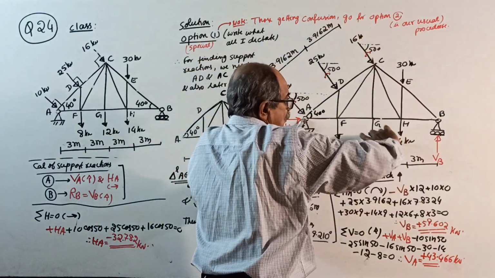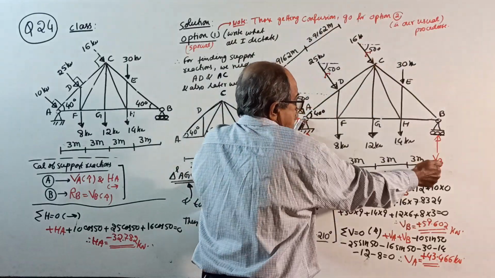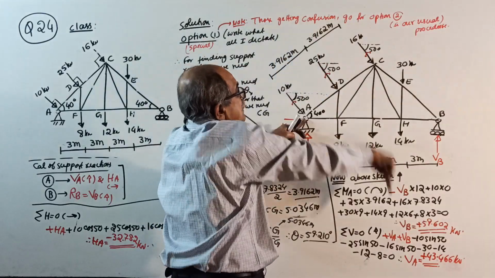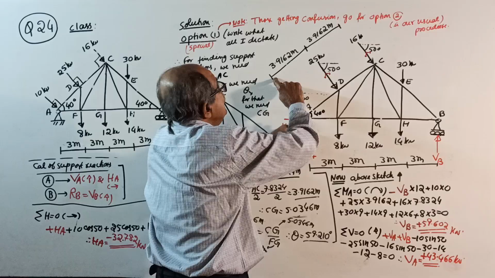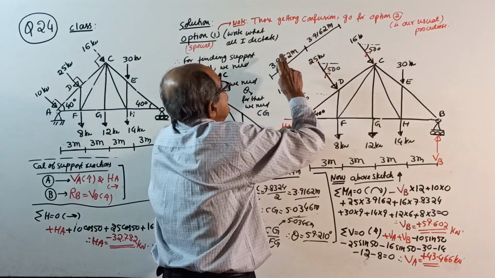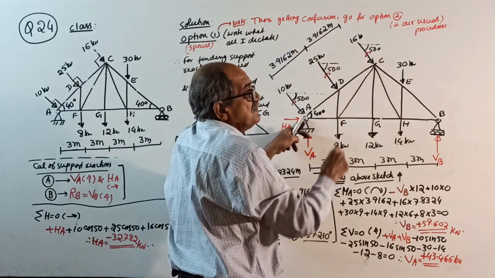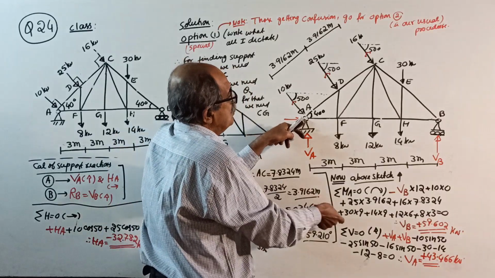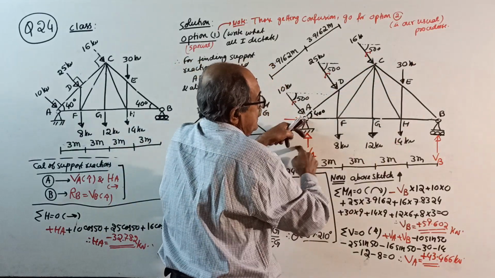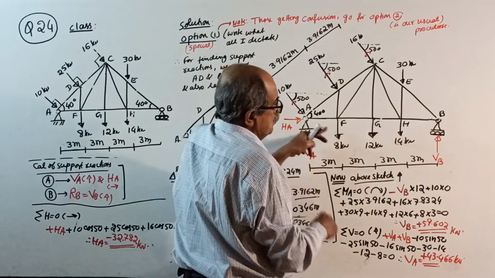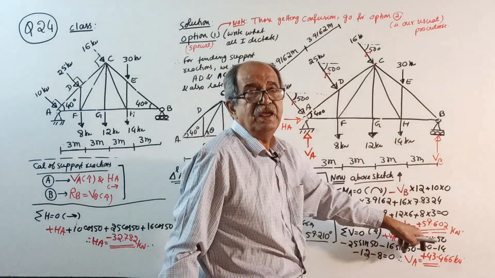Anticlockwise positive. Minus VB into 12, then 10 into 0. See, 25 into the perpendicular distance 3.9162, plus 16 into this distance, which is 3.9162 plus 3.9162, or directly 7.8324. Then plus 30 into 9, 14 into 9, 12 into 6, 8 into 3 equal to 0. You get the value of VB.